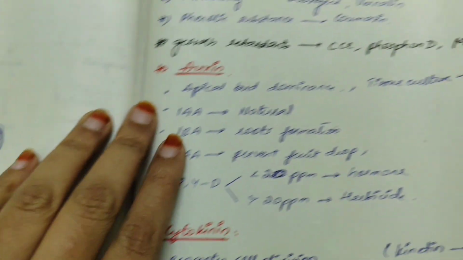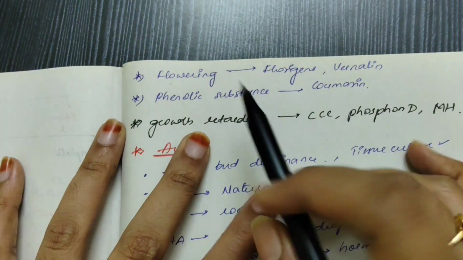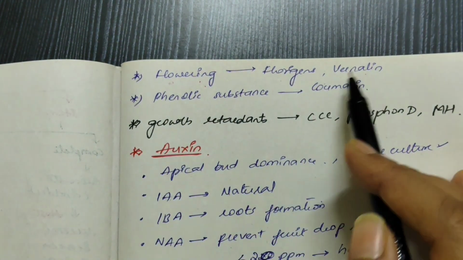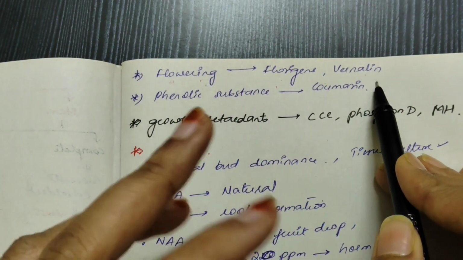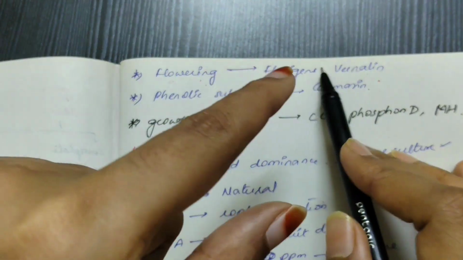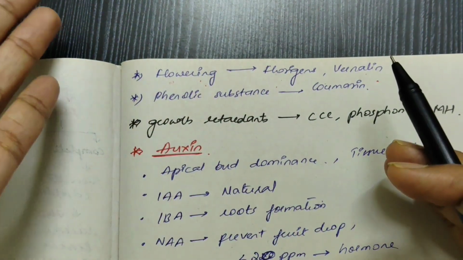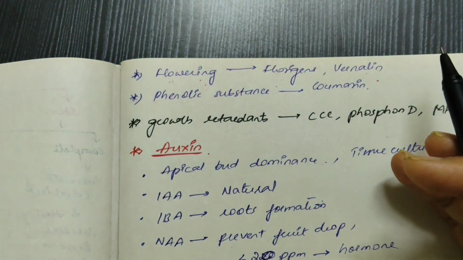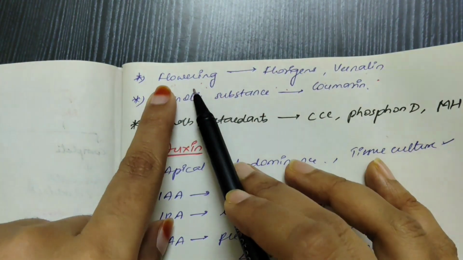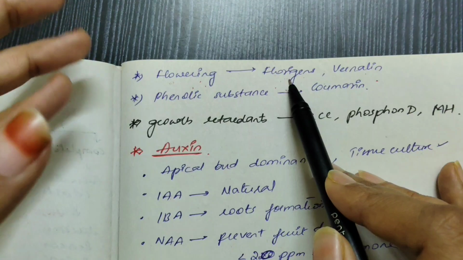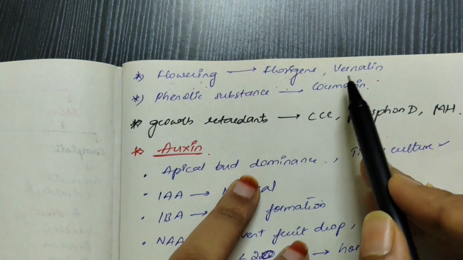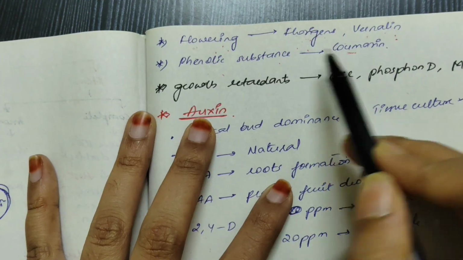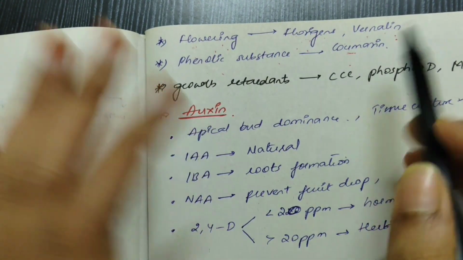Another point to remember is flowering hormones. Just remember these examples: florigen and vernalin. Whenever they ask, florigen is a dash hormone, whether growth promoting, growth inhibitor, or growth retardant, you have to remember that florigen is a flowering hormone. Many of you will remember florigen as the flowering hormone, but remember the name vernalin also. After that, coumarin is a phenolic substance. Remember that it is a phenolic substance, just learn it by heart.